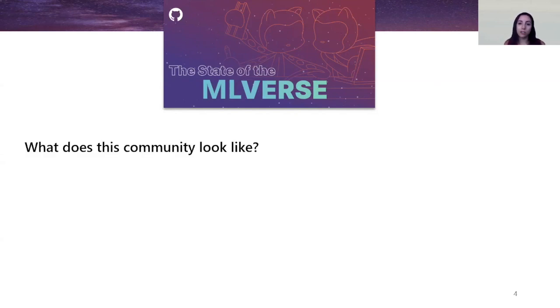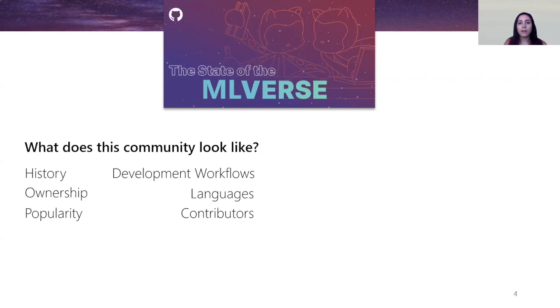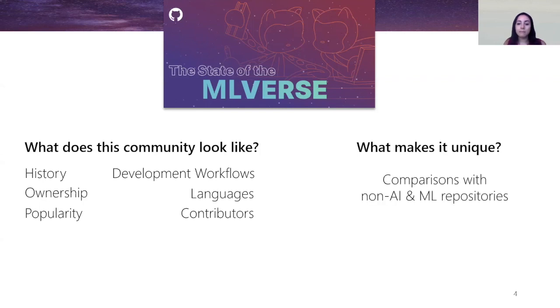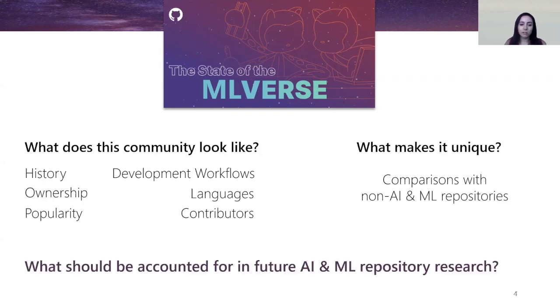This project essentially is turning the state of the Octoverse into the state of the MLverse, sort of figuring out what the community looks like. And we did this by characterizing it similar to the Octoverse report, and we wanted to highlight what makes the community unique and not just report on these values. So we did a comparison with a set of non-AI and ML repositories as well. To actually apply it, we asked ourselves, what should be accounted for in future AI and ML repository research?